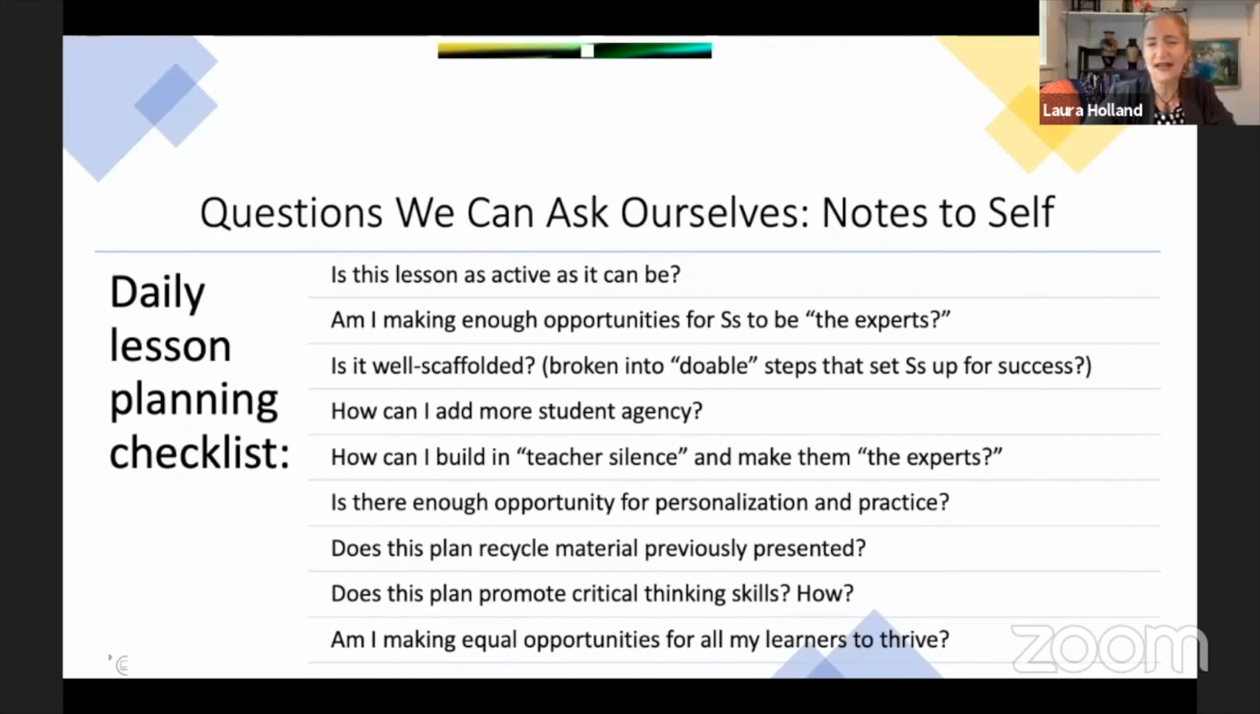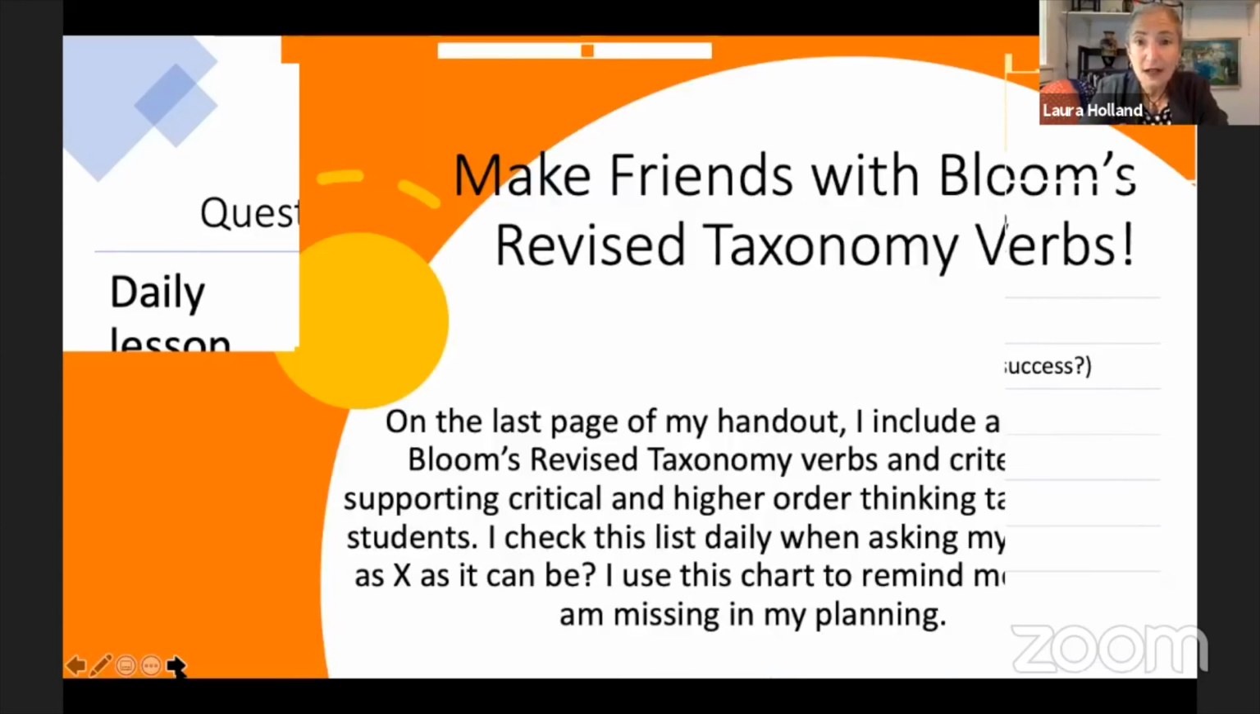How can I add more student agency? Or am I the one talking? How can I build in teacher silence and make them the experts, right? How can I shut myself up sometimes and just let them be the ones to talk? Is there enough opportunity for personalization and practice? Does this plan recycle material that we've been working on previously? And does this plan promote critical thinking skills, and how? So this is my personal checklist that I use, and please feel free to steal it. I'm going to attach in a moment a handout, which I will talk about.